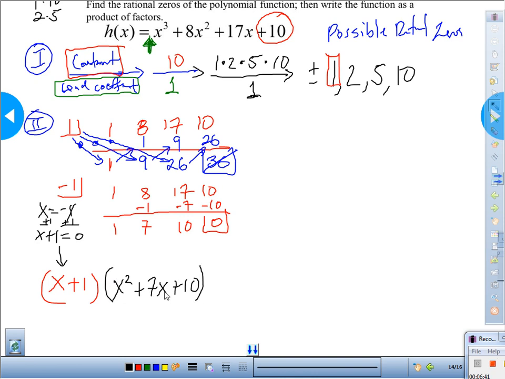Now that I have that, I can factor this. Again, mind you, this process only works when it's a quadratic, trinomial, binomial, whatever you want to call it. So this is 10. This is 7. Factors of 10 that add up to 7: 2 and 5. I'm going to rewrite this: x squared plus 2x plus 5x plus 10.